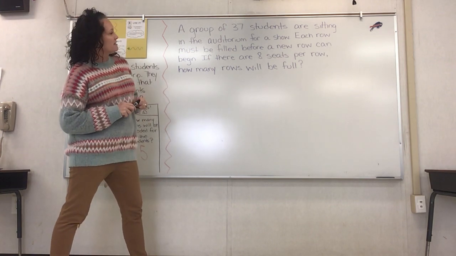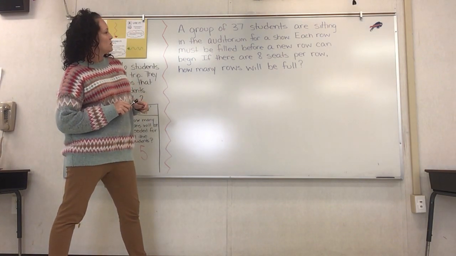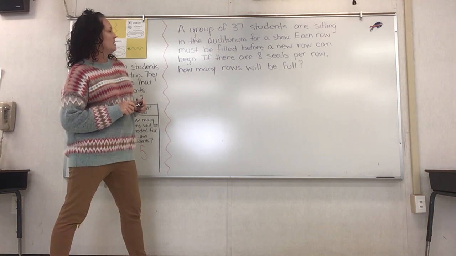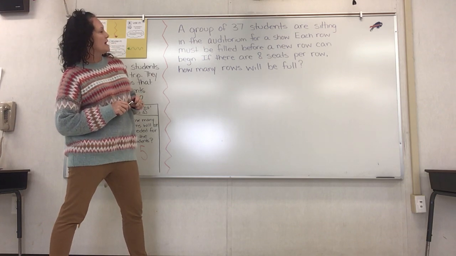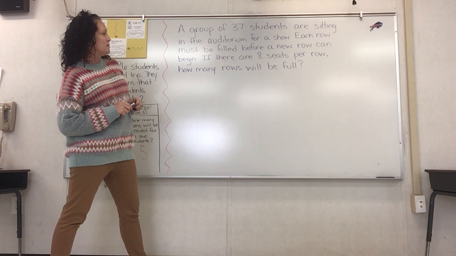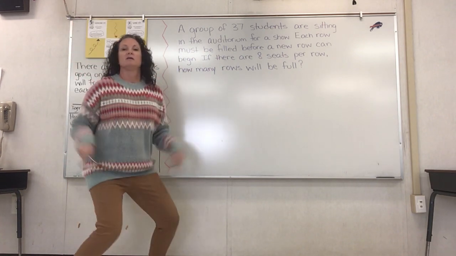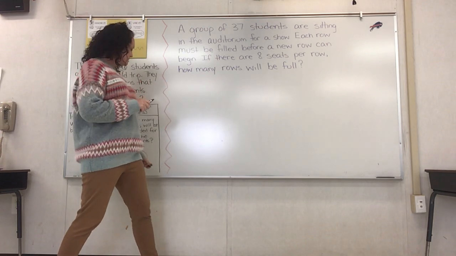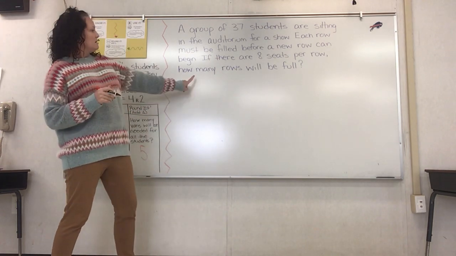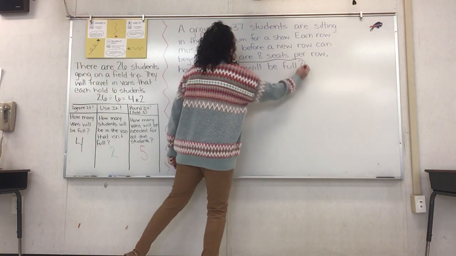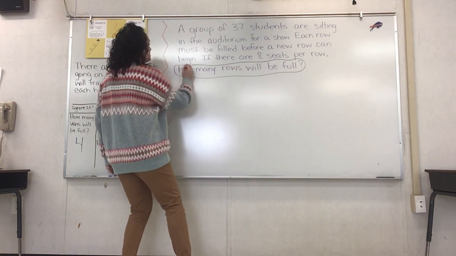A group of 37 students are sitting in the auditorium for a show. Each row must be filled before a new row can begin. If there are eight seats per row, how many rows will be full? All right, we read. Now, what is this thing asking? What does it want to know? How many rows will be full?